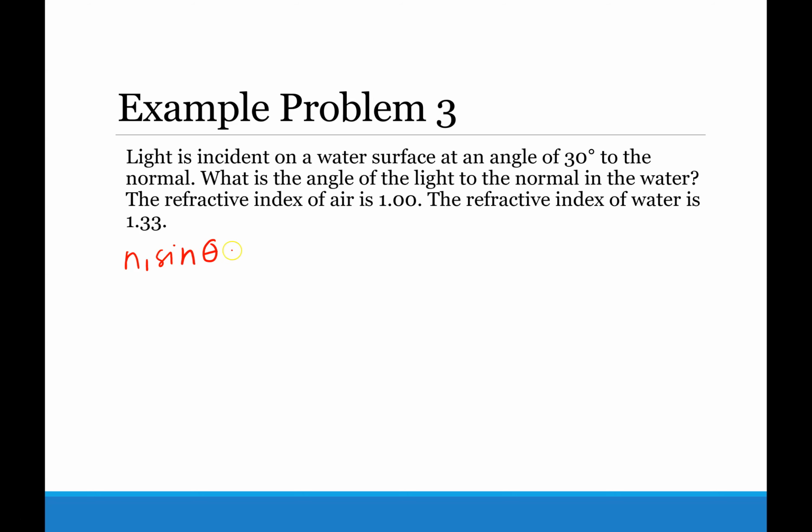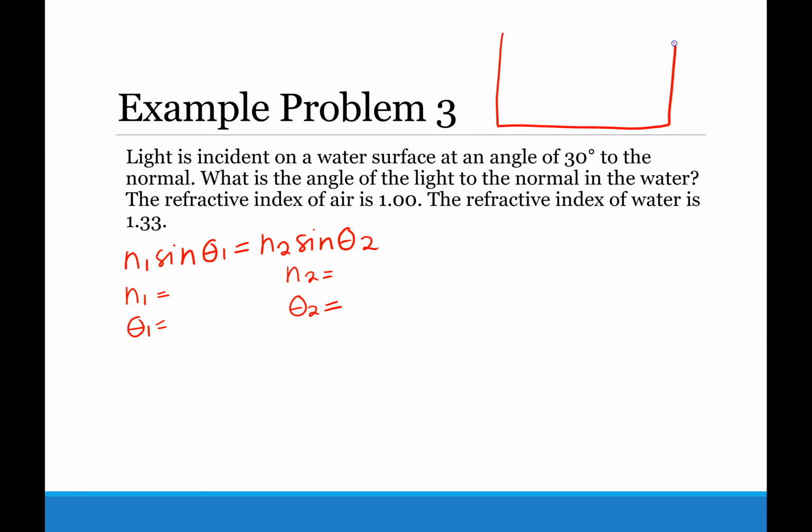N1 sine of angle 1 equals N2 sine of angle 2. So you're going to have a set of n's, an N1 and an N2, and you're going to have a set of angles, an angle 1 and an angle 2. Now you have to determine which set is going to be the 1's and which set is going to be the 2's. So in this problem, we're going to draw a picture at the top.